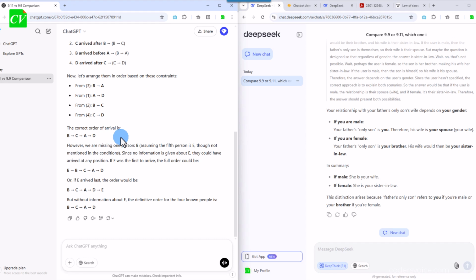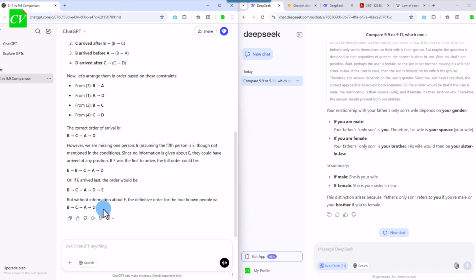It said the correct arrival order is B, C, A, D. It also said that E is not mentioned, so if we put E there, it can be here, and it can be here. So without considering E, it's B, C, A, D. You cannot say this is wrong. This order is correct, and it also mentions that E is not mentioned. Although I said there are 5 people, ChatGPT gives only one answer.